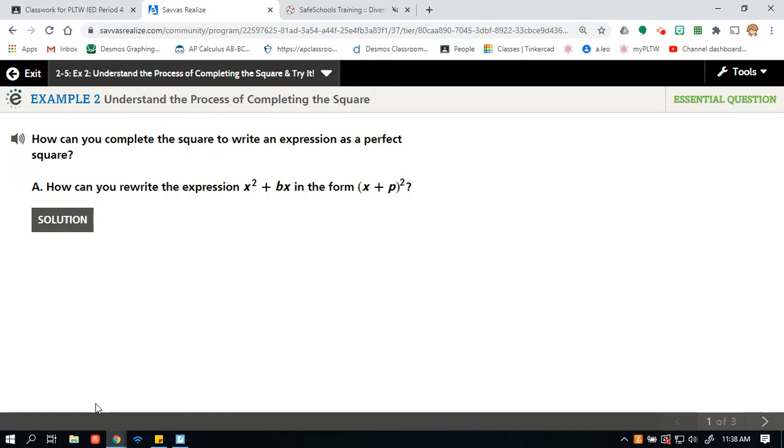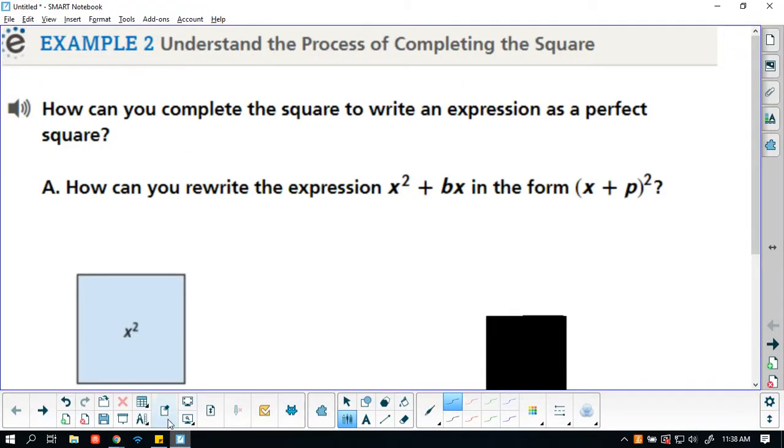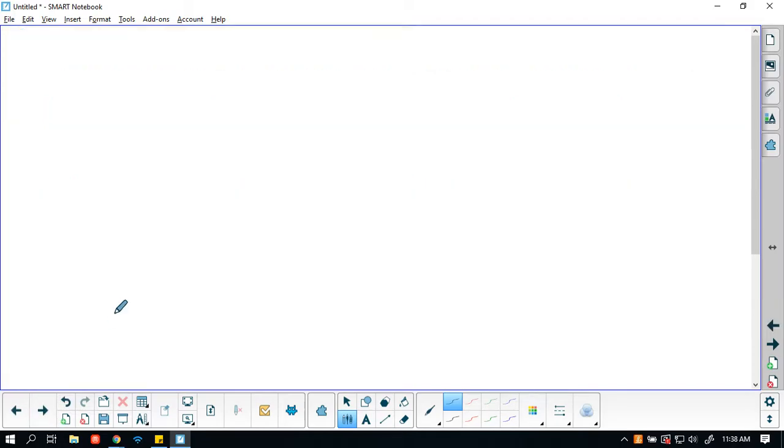Yes, I know some sarcasm in there, but today in this video we're going to look at topic 2, lesson 5, example 2, and we're going to understand the process of what's called completing the square. So completing the square, we want to try to make a function into a perfect square and then whatever's left over. And so the first step of this is to do the completing of the square.